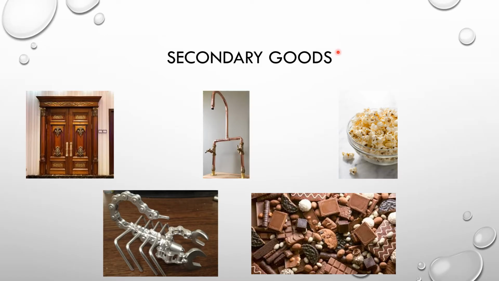Next we have the secondary goods, which are also considered to be processed goods. These are what we get when we change raw materials to become more helpful to us. We use the tree logs to make a very beautiful wooden door. The copper could be used to make things like taps and pipes. We change the fruit and vegetables to become something we can eat.